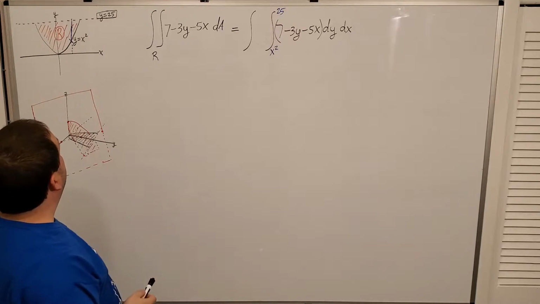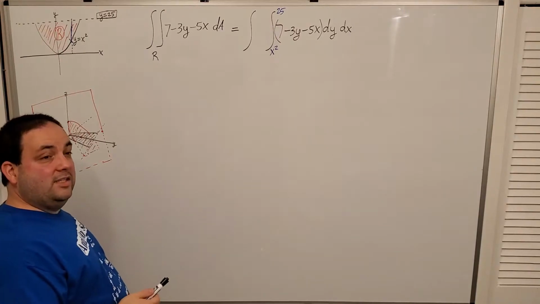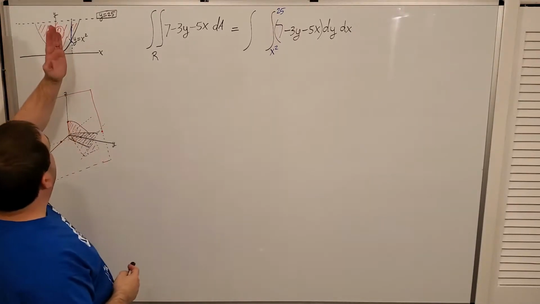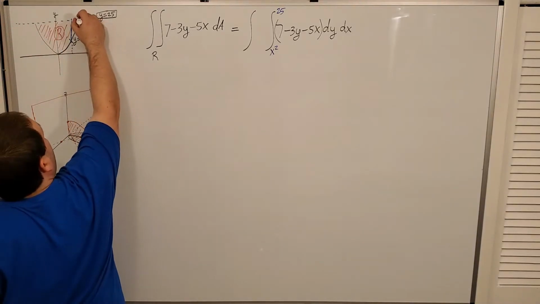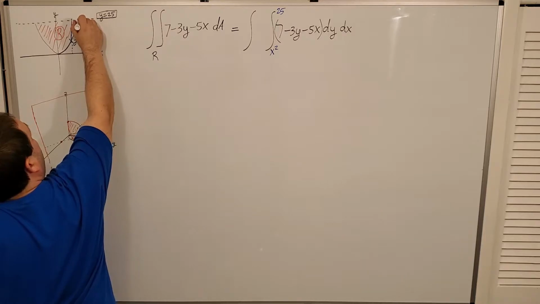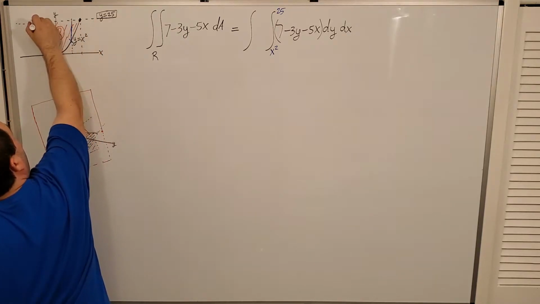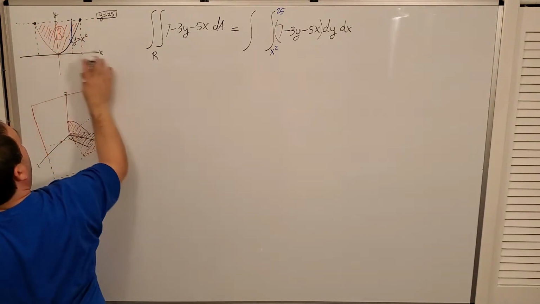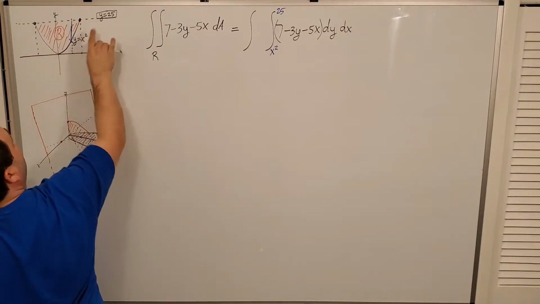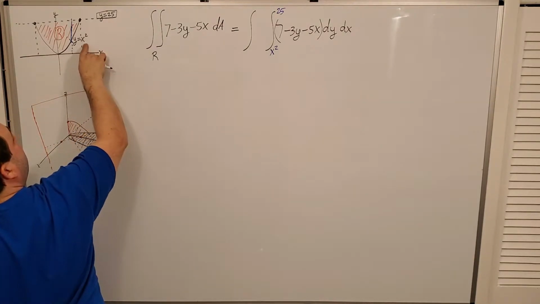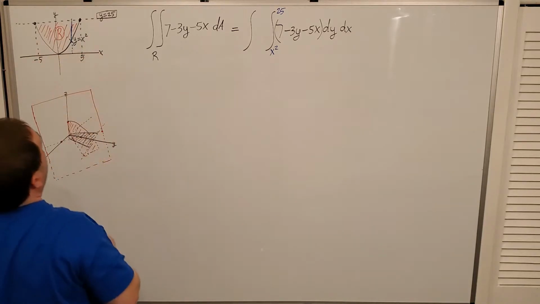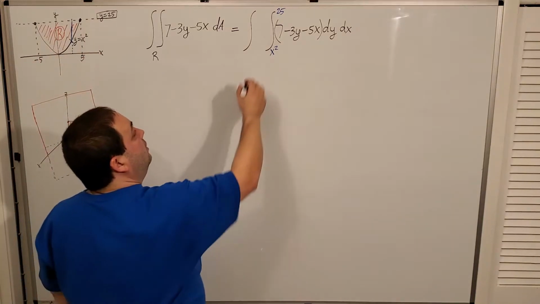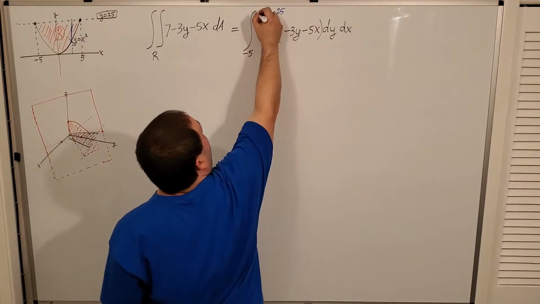Okay, so then what are my x's going to be? Well, I need to be able to pick all of the x values that represent this, right? Where do these two intersect? Here and here, right? So I need to know how far left and right to go. Well, y equals 25 hits x squared when x is either 5 or negative 5. So that's what I'm going to be integrating from negative 5 to 5.